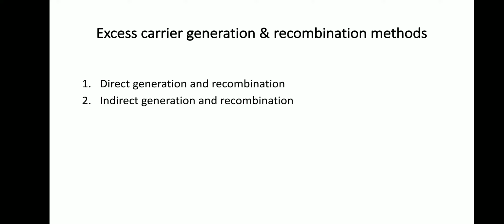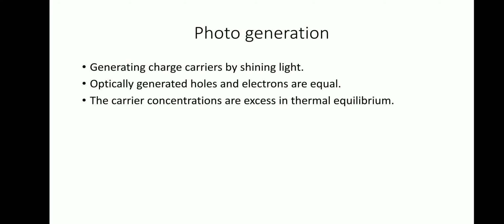Next we can see the different methods for excess carrier generation and recombination. Basically we have two methods: one is direct generation and recombination, and the second is indirect generation and recombination. We can see the different methods here. First we go for the generation methods, and after that we go for the recombination methods.